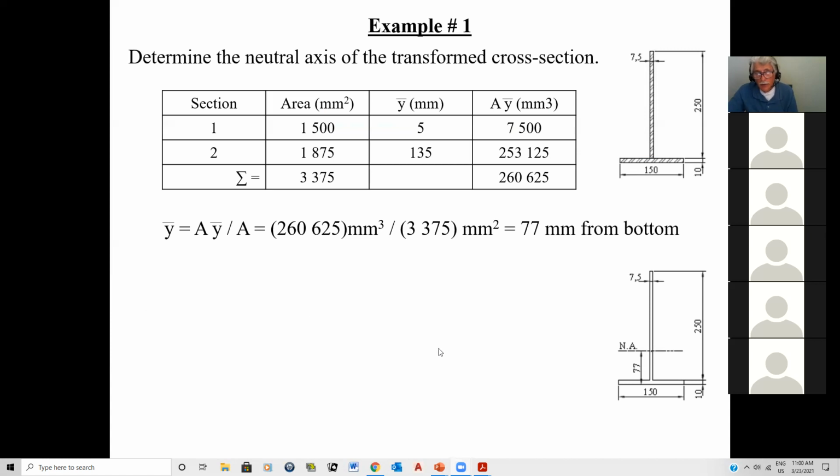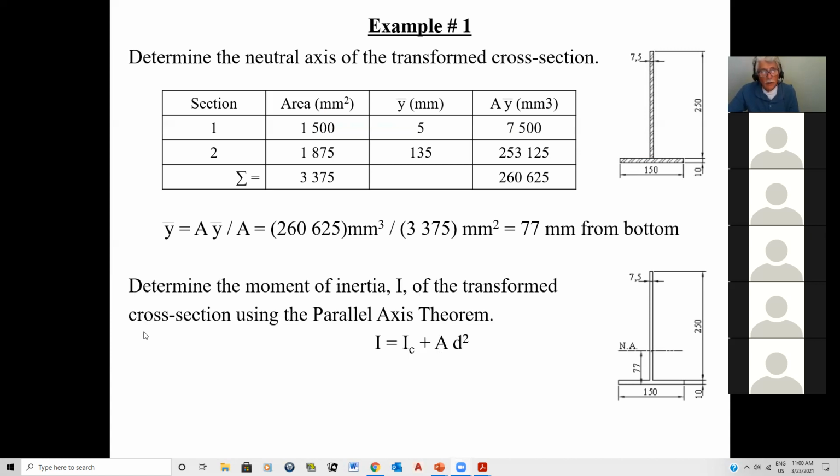Well, in this case, you have to determine the moment of inertia of the transformed section using the parallel axis theorem. Did you learn about it? In other words, you take the moment of inertia of the section that you're calculating, then you take the distance from the centroid of that section to your neutral axis, and you square it. You guys learned this in physics?